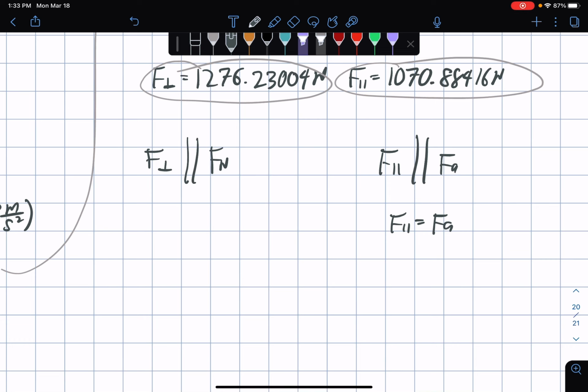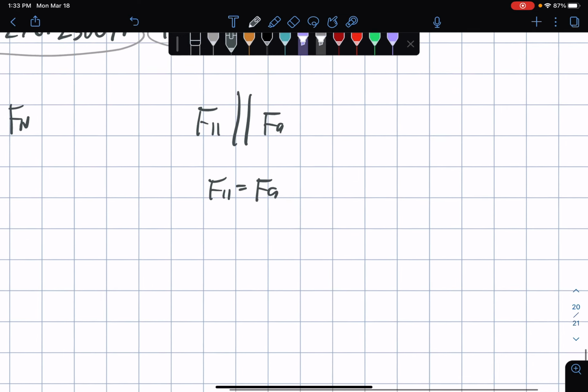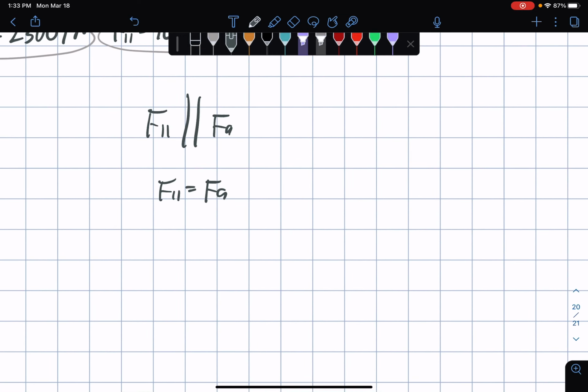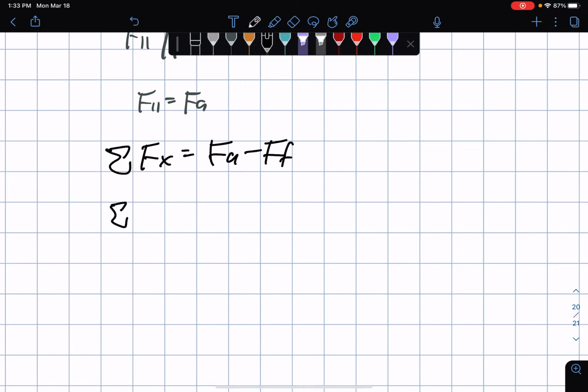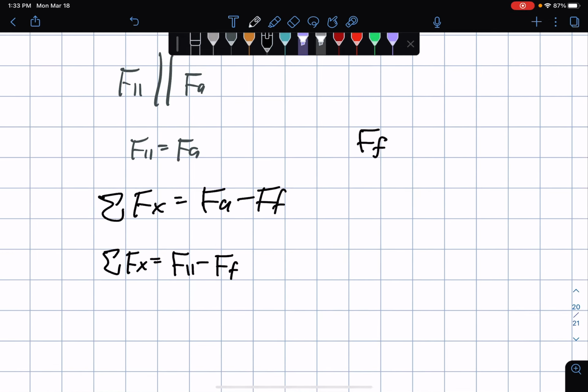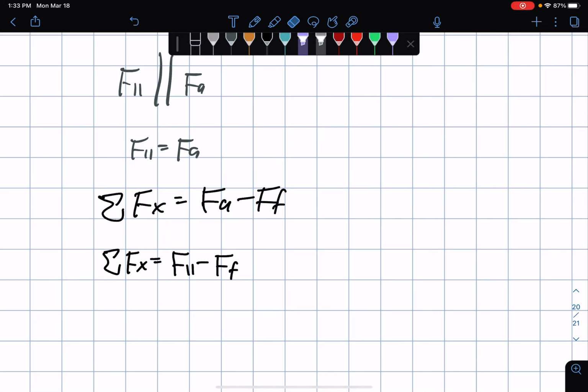Okay, so what now? We don't focus on this, we focus on this. So we know that F parallel is equal to Fa. Using this formula, we can also say, therefore, that summation Fx is equal to force parallel minus Ff, such that the frictional force is equal to U times Fn. It's exactly the same formula that I wrote earlier, although the writing is just different. You could write it like this, you can write it like this. Either way would be okay.